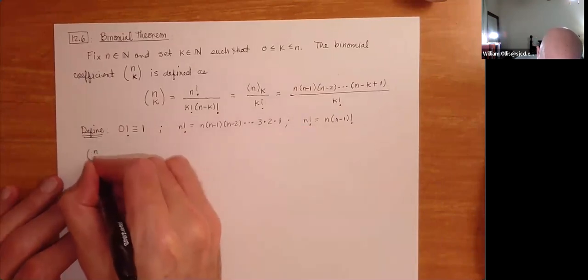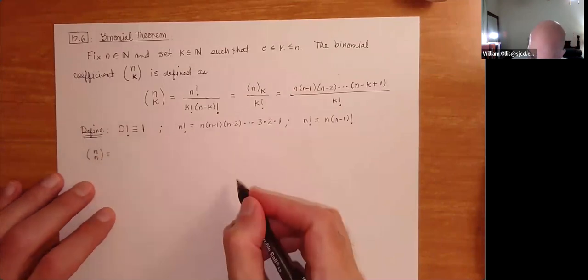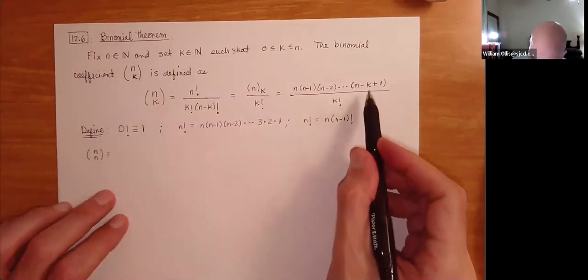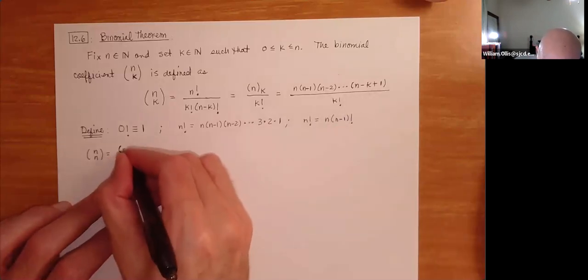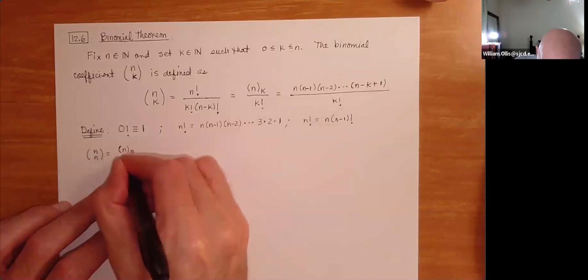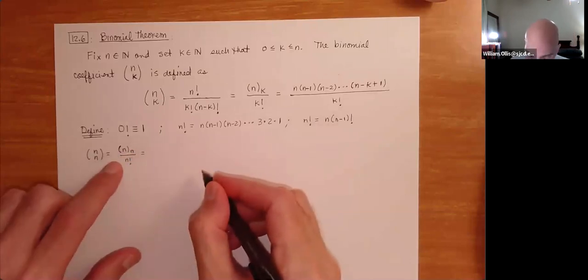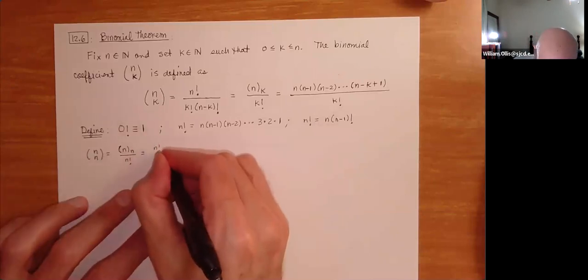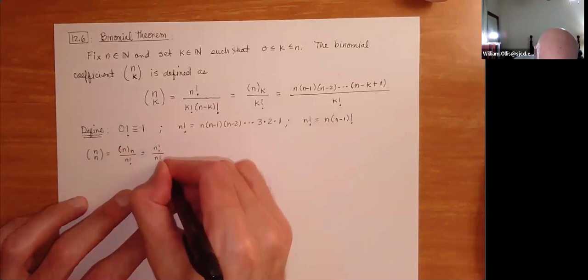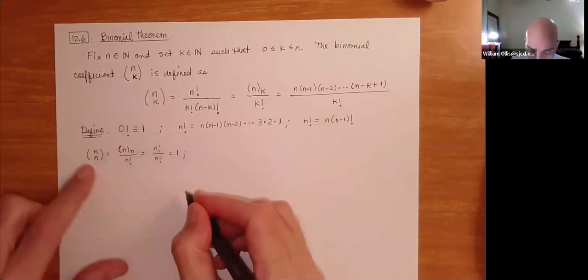N choose N is another kind of odd looking one, but when you think about it, when you have N choose N, this will be N perm N divided by N factorial. But like I said, N perm N is just all the way down. This is N factorial over N factorial, which is 1. So these are always easy.